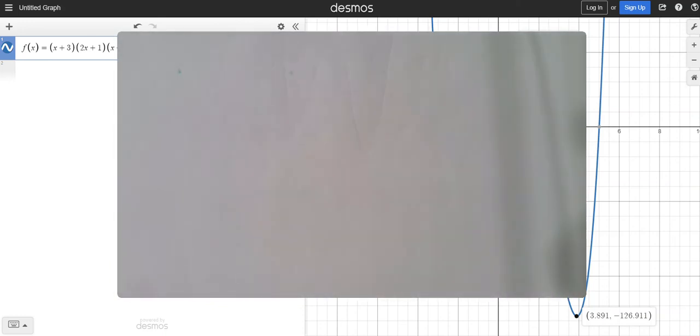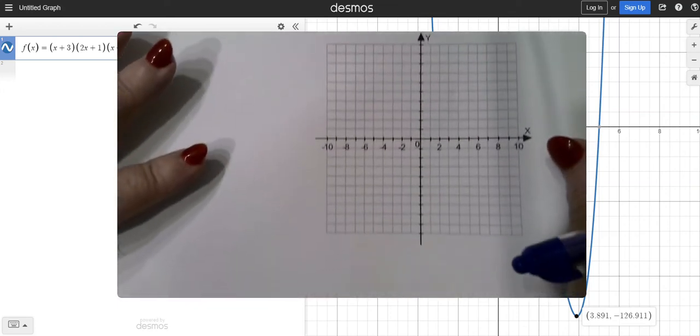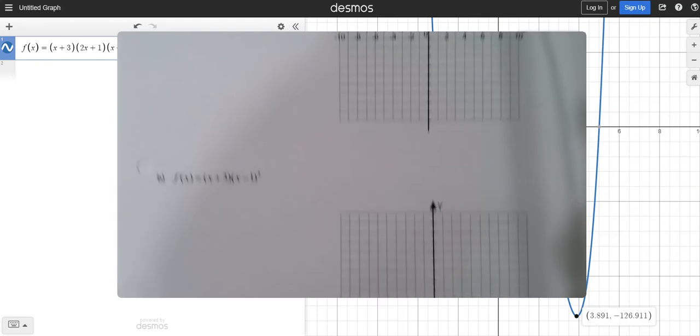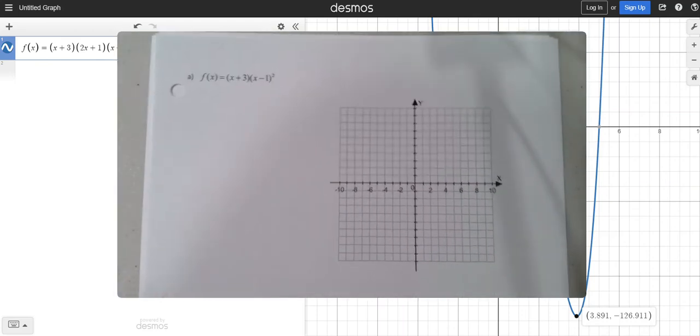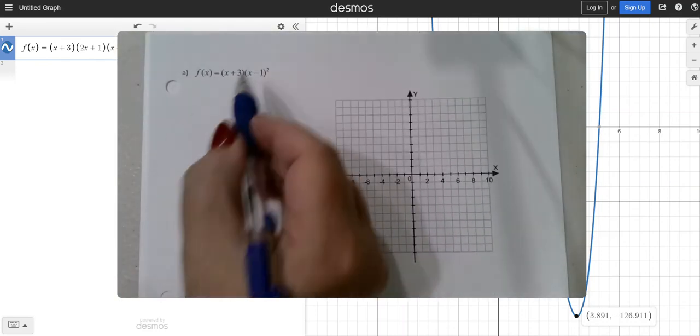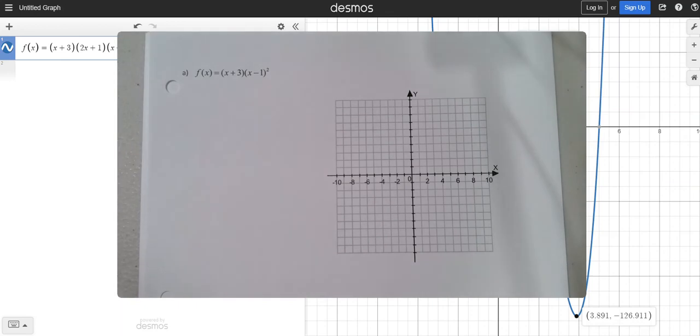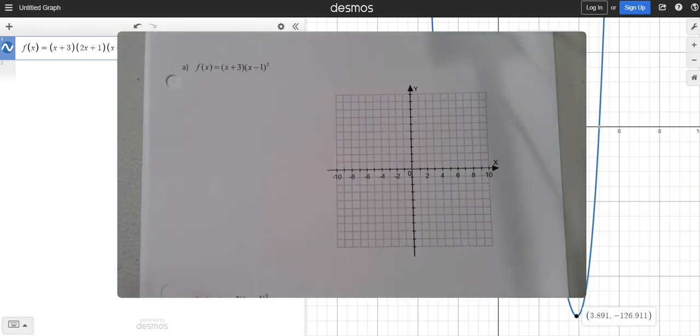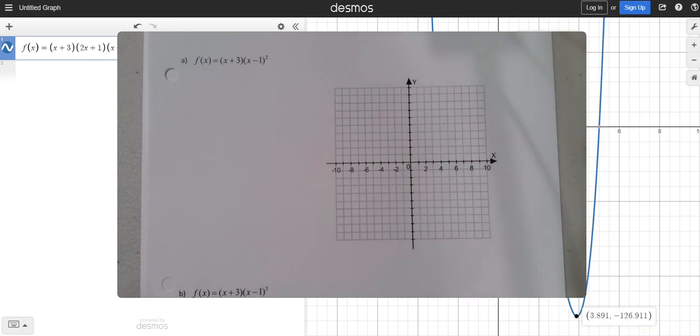So you will notice if you just look ahead at the next few examples, they're all very similar. They all start with x plus 3 times x minus 1, and then I've just changed the power. This one has an x minus 1 squared. The next one will have an x minus 1 cubed, then a fourth and a fifth power on that x minus 1. So we're going to look at how that changes the graph in each case.